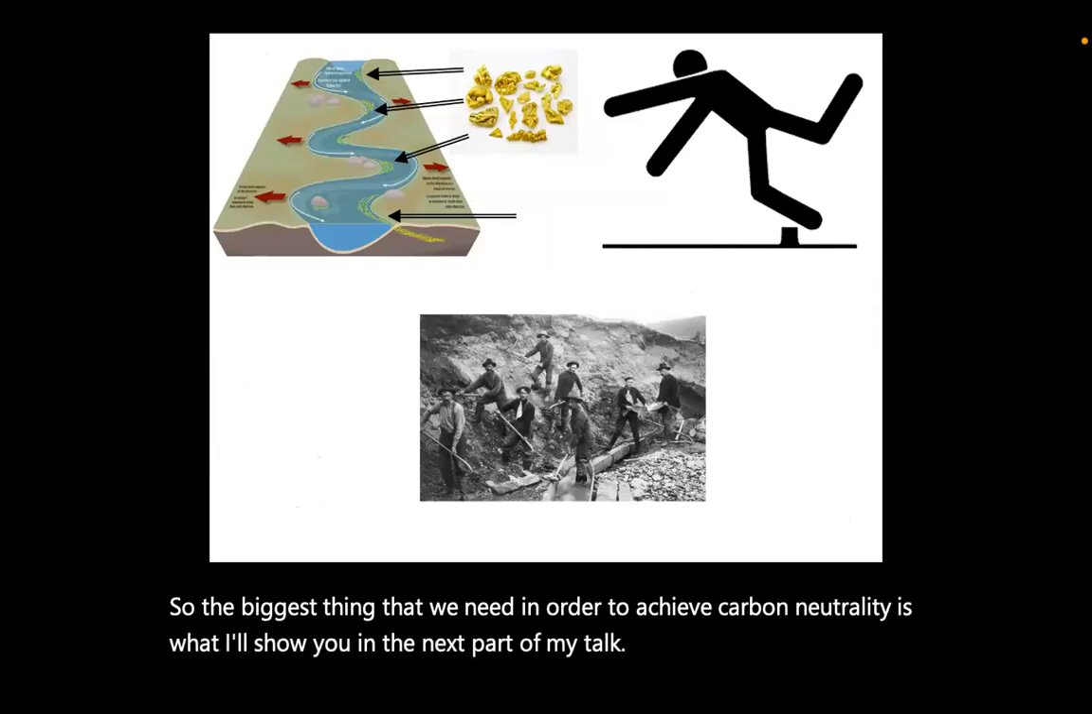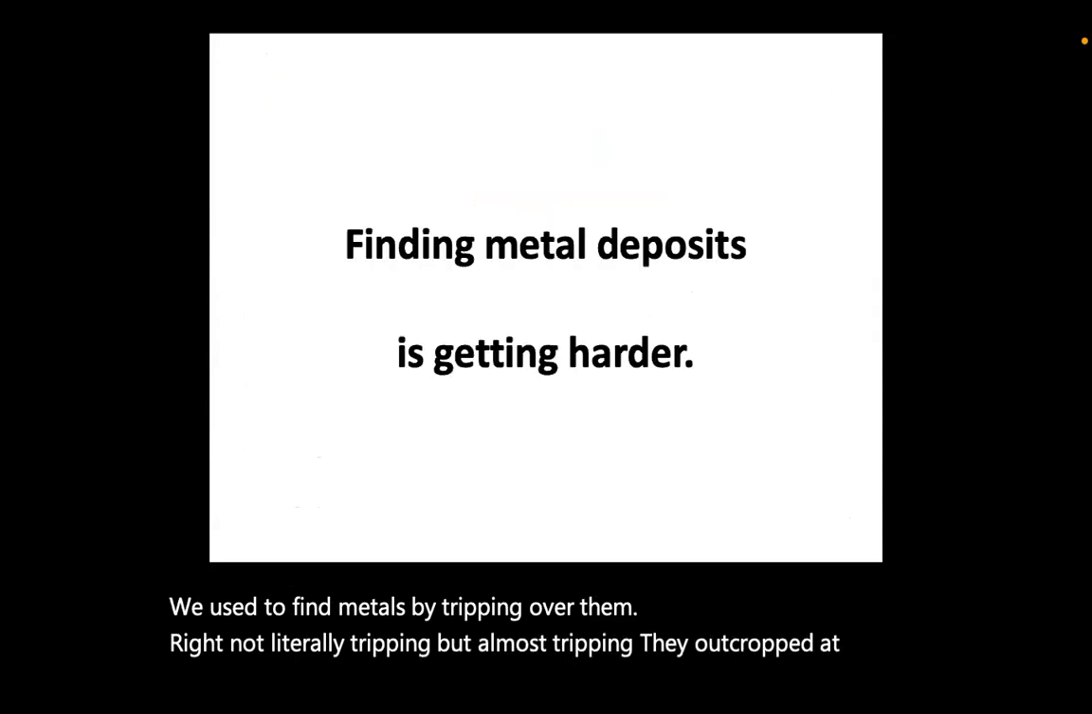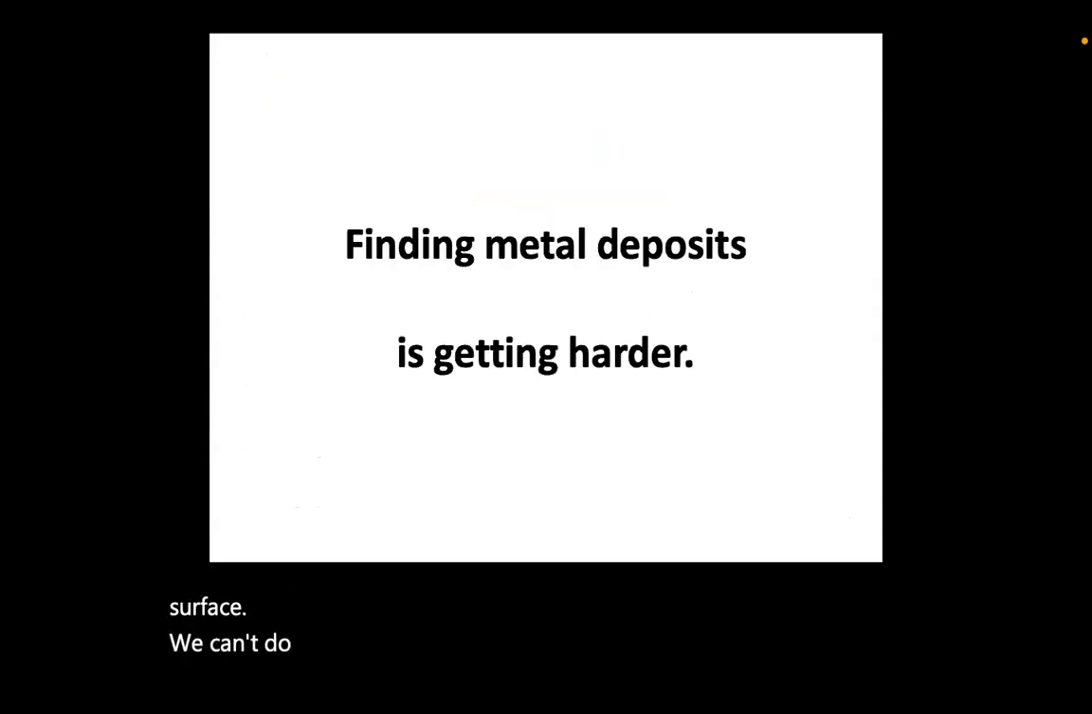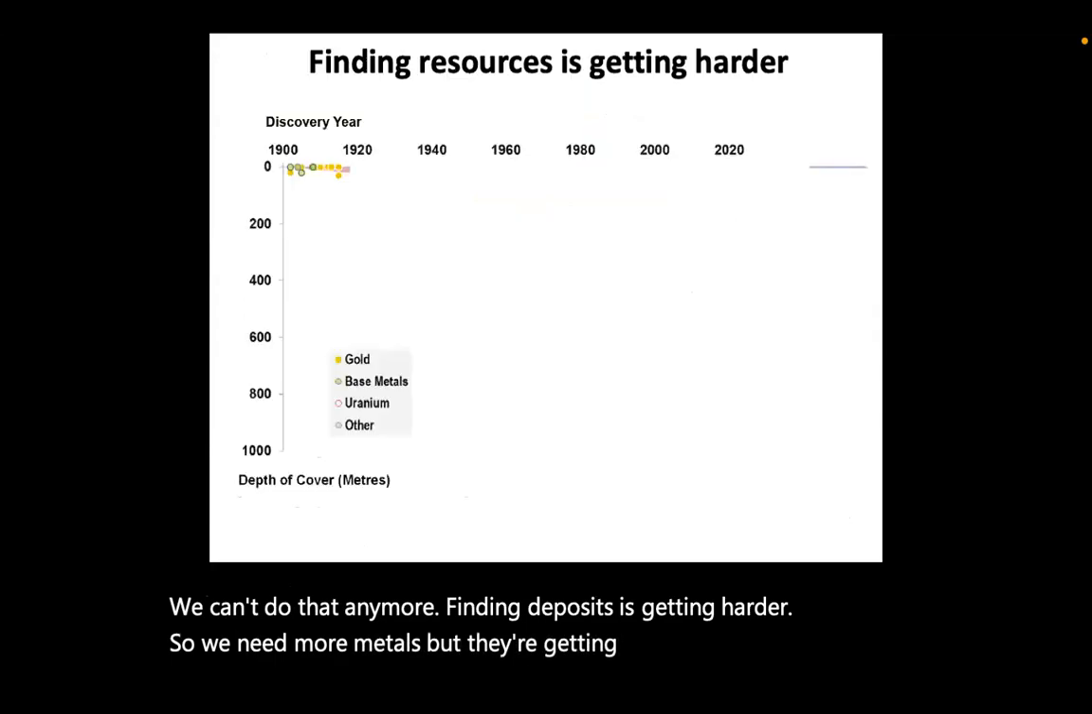We used to find metals by tripping over them, right? Not literally tripping, but almost tripping. They outcropped at the surface. We can't do that anymore. Finding deposits is getting harder. So we need more metals, but they're getting harder to find.